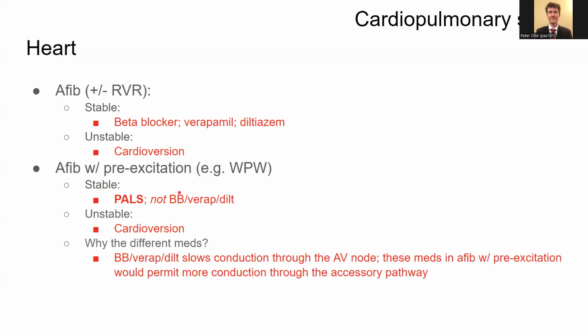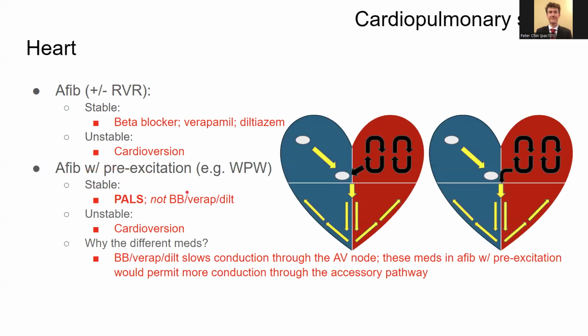The reason why we give different medications for AFib with pre-excitation is because beta blockers, verapamil or diltiazem slow conduction through the AV node. If you have AFib with pre-excitation, the problem is that this rhythm is bypassing the AV node. So if you block the AV node, you're basically permitting more conduction through the accessory pathway, which would make things worse. That's why you don't want to give beta blockers, verapamil or diltiazem.